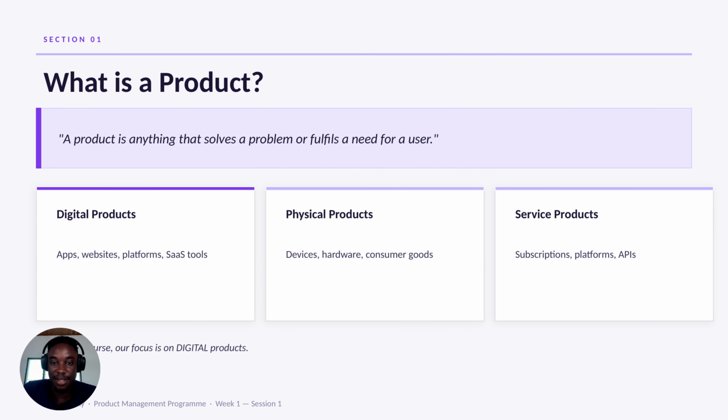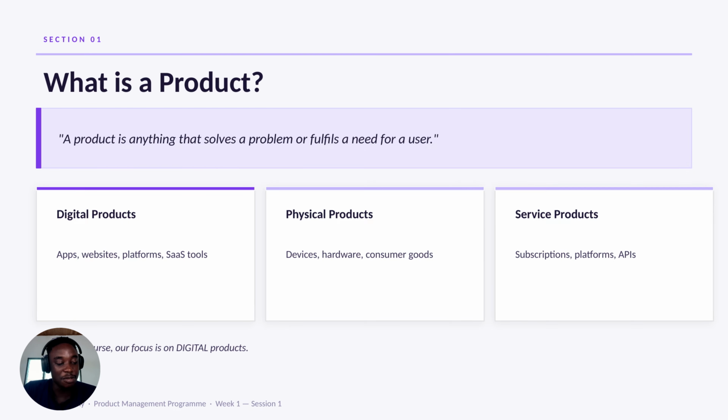Chapter 1, what is a product? So we are going to keep it very simple. A product is anything that solves a problem or fulfills a need for a user. Simple as that. So products come in 3 forms. They come in physical forms, which include the tablets we use, the phones we use, blenders, all these physical structures we see that help us in our day-to-day lives, that solve problems. That is a physical product for you.